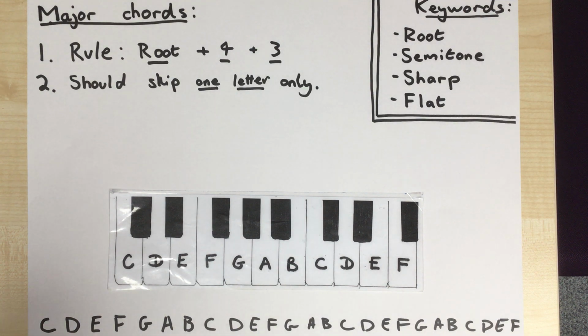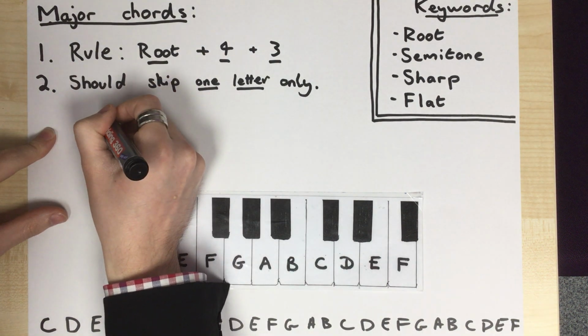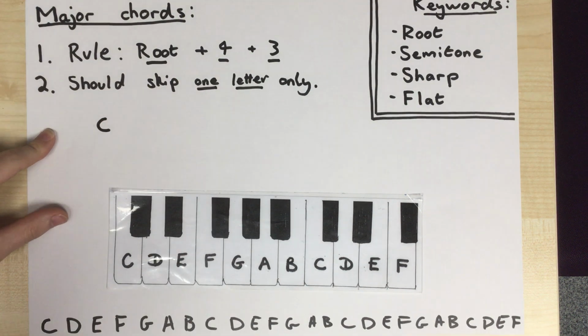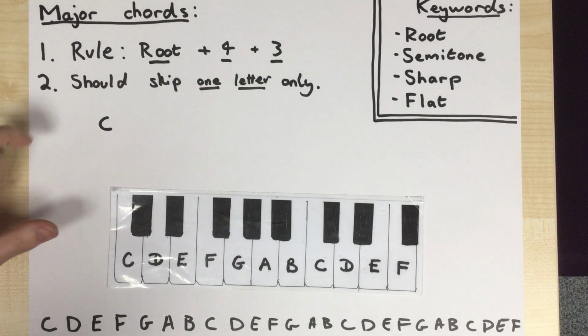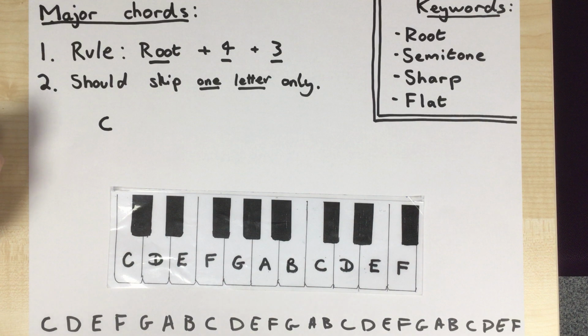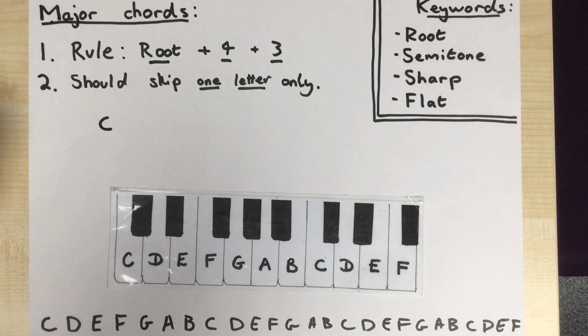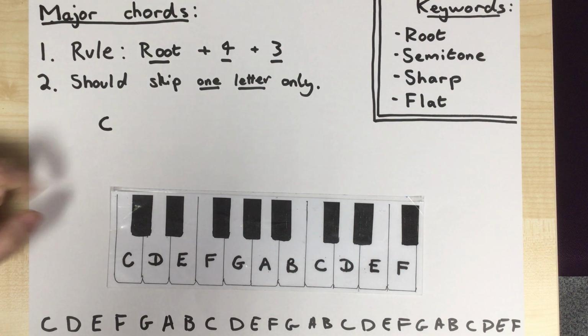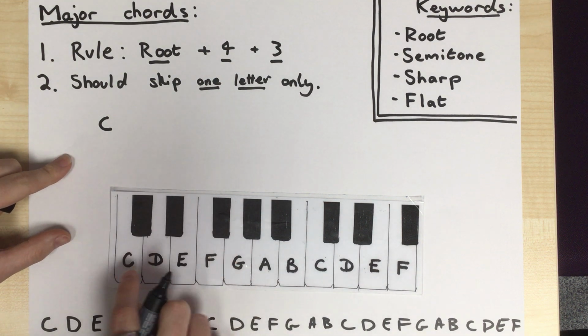In the example, I'm going to write, say, a C major chord. Now, the root of C major is C. If I was being asked to work out a D major chord, the root would be D. If I was to work out an E major chord, the root would be E. So whatever chord you're working out, the root is going to be the same letter. So, C major, my root is C.